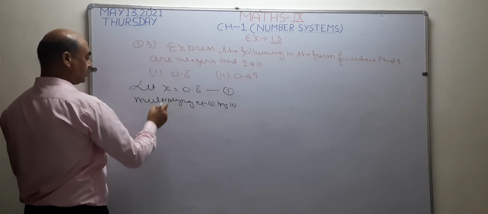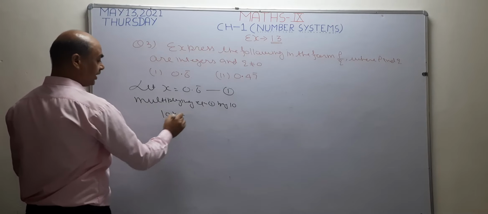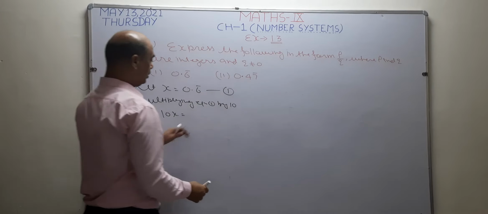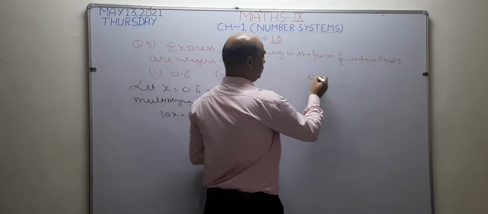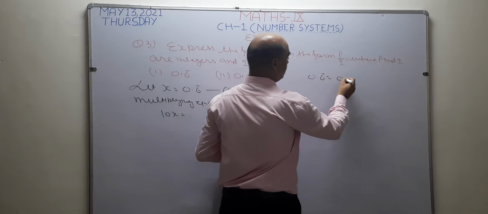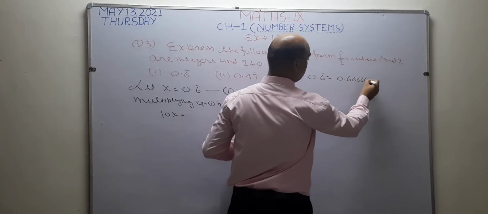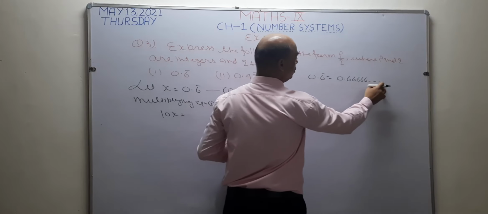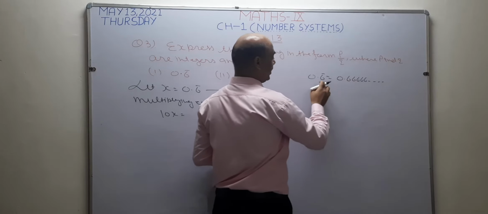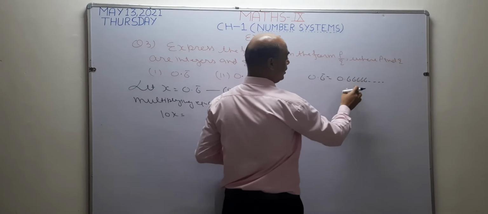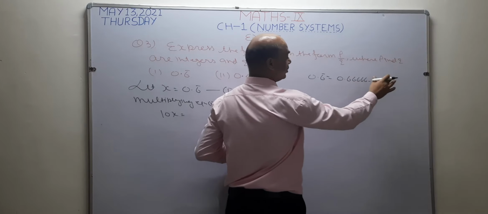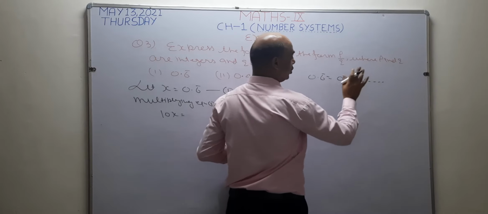When I multiply x, it becomes 10x. When I multiply this number by 10, then see what happens. This 6 bar can be written as 0.66666 and so on. What is the meaning? Non-terminating. When an end is not there, it means these numbers are non-terminating, and this number is going to repeat again and again. How many numbers are there? I don't know how many numbers are there. There are infinite numbers, which are uncountable.